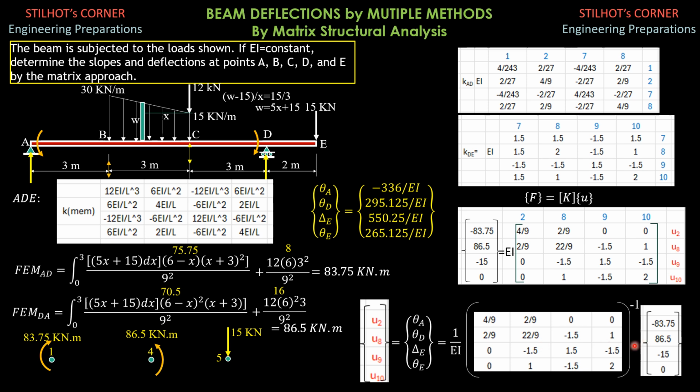So using your high-tech calculator, capable of solving 4x4 simultaneous linear equations, and these are the results. So by matrix approach, of course. So theta E is negative 336 over EI, theta D 295.125 over EI, delta E 550.25 over EI, and theta E 265.125 over EI, just like the values in the previous 7 methods.